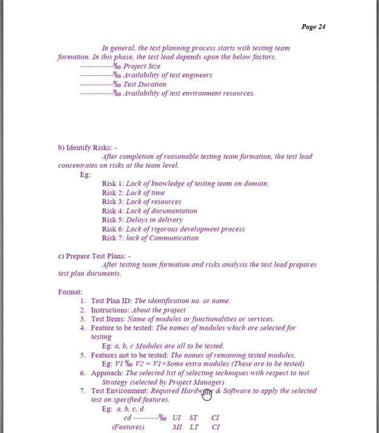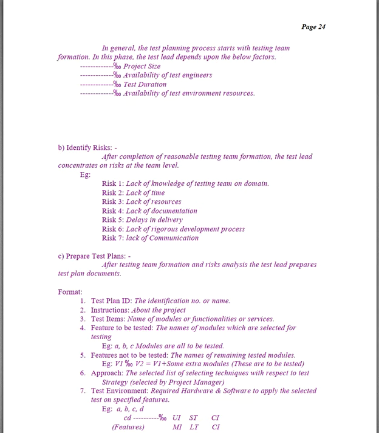So actually, the test planning process starts with the testing team formation. So at the time of formation itself, we will start. And it will depend on the below factors: the percentage of the project phase, availability of test engineers, test duration, availability of the test environment resources. Then we have the risks. So after the completion of the testing team formation, they will be moving on to the risks, like lack of knowledge of the testing team on the domain, lack of time, lack of resources, lack of documentation, delays in delivery, lack of a rigorous development process, lack of communication, etc.